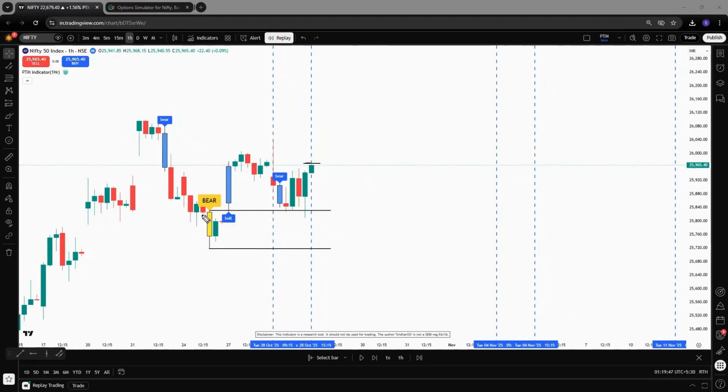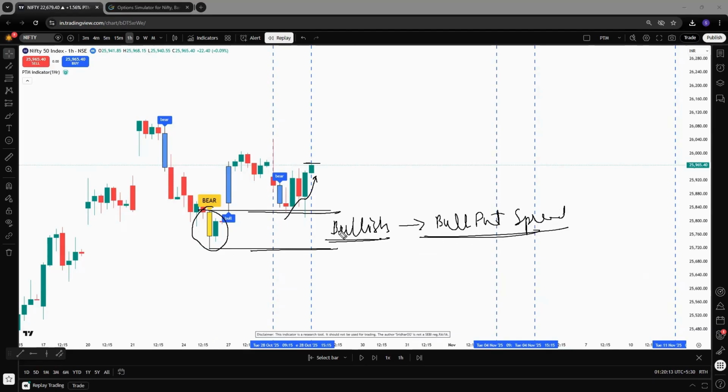What position should I take here? This is the bear signal, and price is trading above it. Correct. So obviously, I have to trigger bullish. Price is above the pivot zone, so I have to trigger my bullish strategy. What is my bullish strategy? It's very simple. I am using a bull put spread.